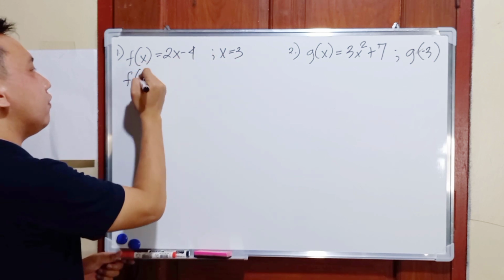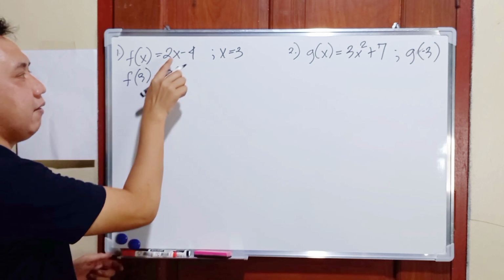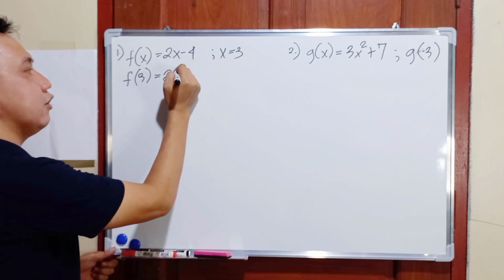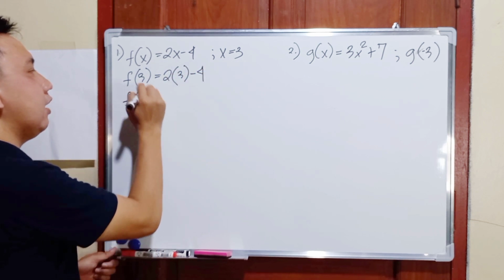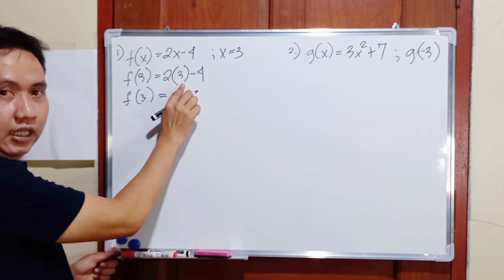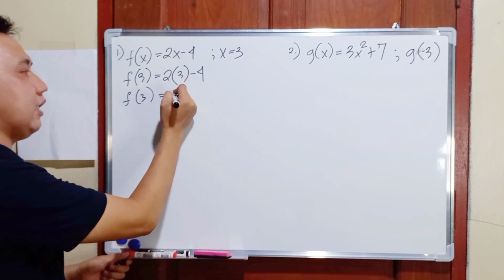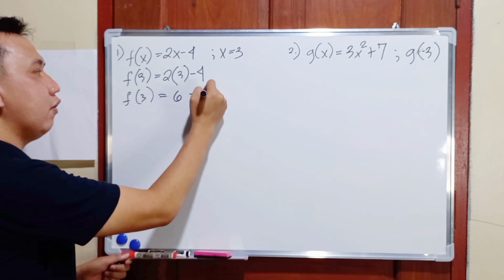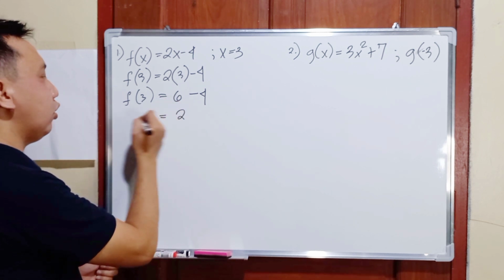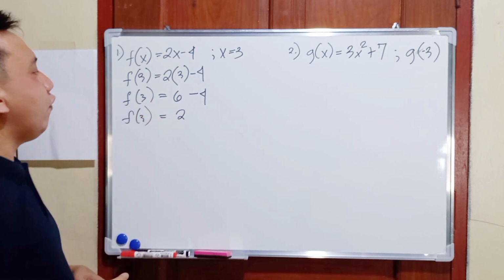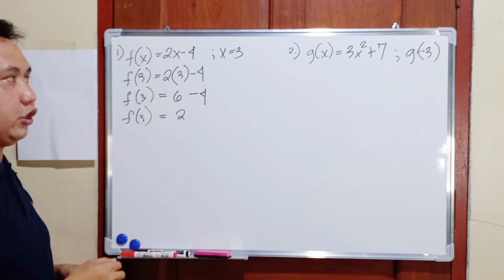So, function of 3 is equal to 2 times. Ang ating value ng x ay 3. So, substitute minus 4. Simplify. 2 times 3. Kapag may parenthesis, ibig sabihin yan, multiplication. So, 2 times 3, that is 6 minus 4. So, simplify. 6 minus 4, that is 2. So, the value of function of 3 is 2 given this equation.